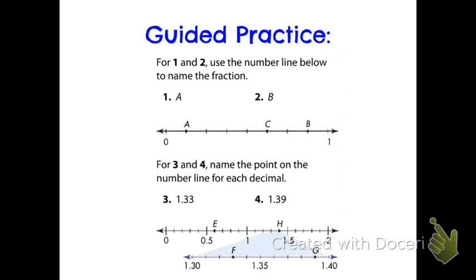So on number 3, it says to name the point for 1 and 33 hundredths. Well, what's really important is to take a look at the whole number here. So if it says 1 and 33 hundredths, I need to figure out where my 1 is and look for the spot after that. Well, on this one, I've got 1 and 30 hundredths and then 1 and 35 hundredths. So if I look here, I've got 1 and 31, 1 and 32, 1 and 33 hundredths. So that means letter F would be my representation of number 3, 1 and 33 hundredths.